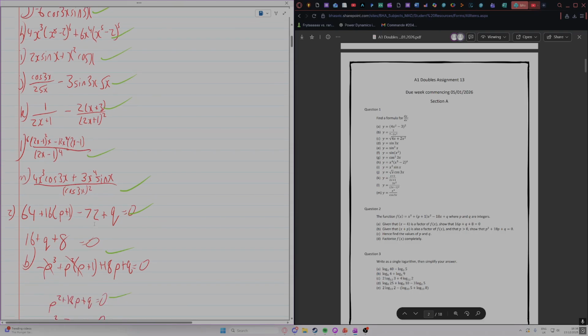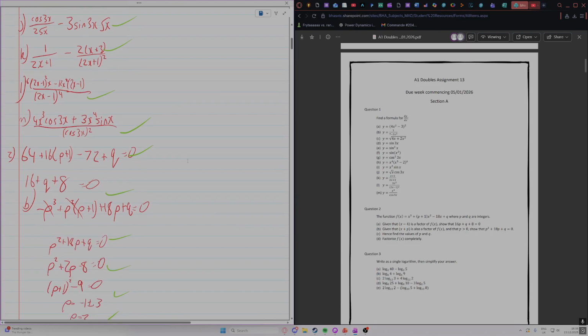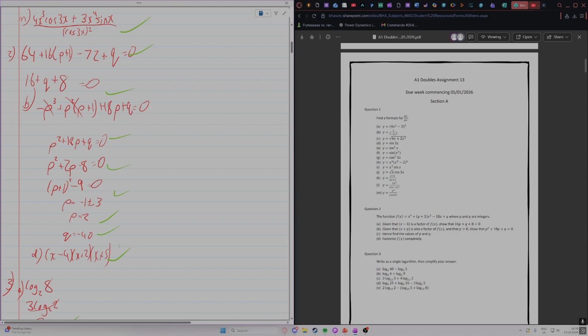I think we've seen this question before. Well, no, we definitely have seen this question before. You substitute the values in, get your equation, substitute negative p in, get your values, solve, and get those answers. And for part D, you have your value of q, so you know what to use, since you know that x minus 4 is a factor, and x plus 2 is a factor, sorry. So you just do what's minus 4 plus 2, what do you get? What do you make to get minus 40?